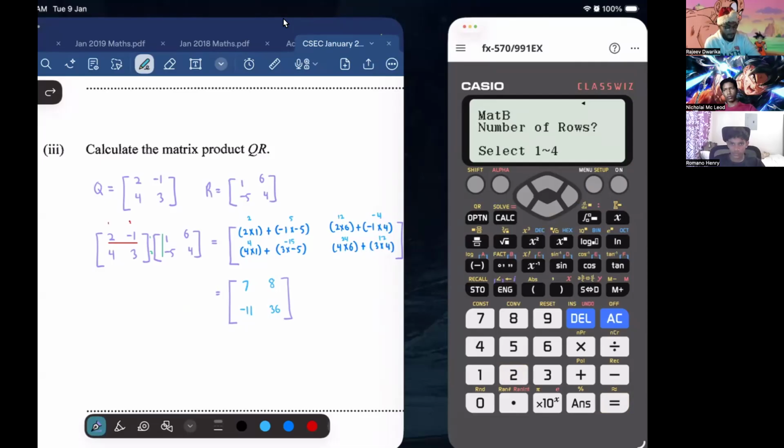What's the number of rows for the second matrix? 2, sir. And the number of columns is also 2. And we know that it's 1, 6, -5, putting that in, 4.